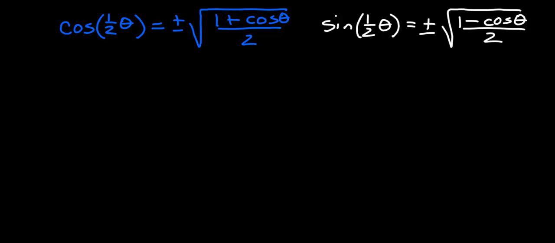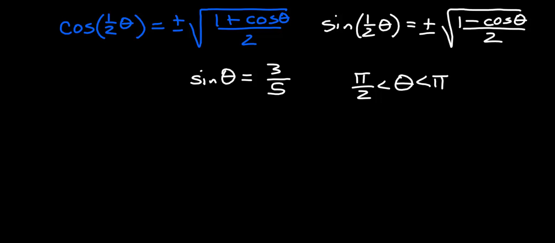Okay. Now, let's suppose that we're given that sine theta is equal to 3/5, and let's suppose that we're in quadrant 2. We're given this information, and what we want to do is find the half angles. So if sine theta equals 3/5, what does sine of 1/2 theta equal?